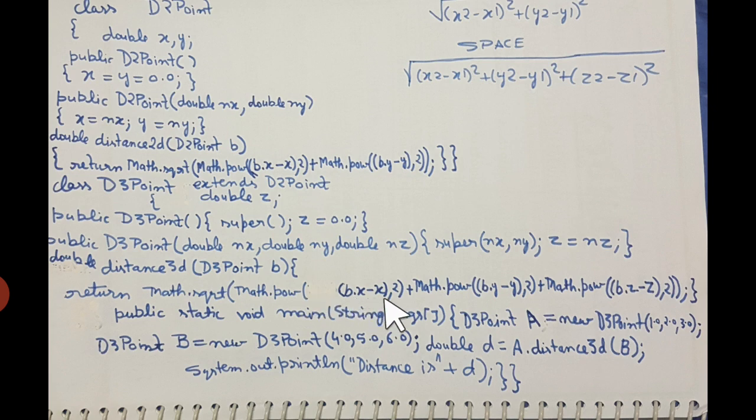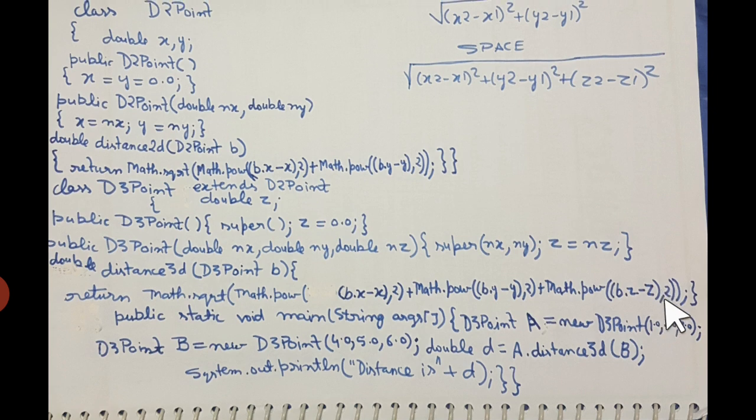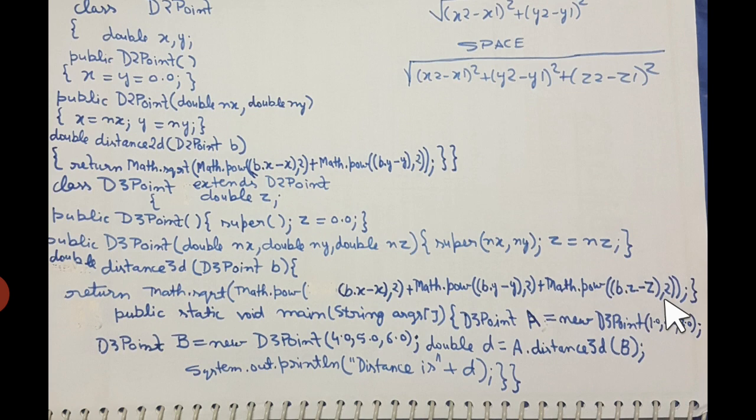So here, students, we have to write return Math.sqrt, Math.pow in parentheses, and then again a parenthesis: b.x minus x comma 2, Math.pow of b.y minus y comma 2, the parenthesis will be closed there, plus Math.pow of (b.z minus z) comma 2. After that, this function pow has been closed, and finally sqrt is also closed here. So the final value will be returned, and the distance3d function is closed here. I hope everybody has a clear idea.